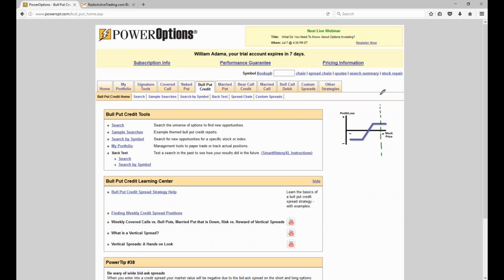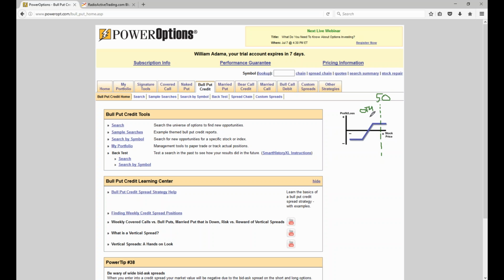But think about it this way. We have a stock trading at about $50 per share. How I personally might structure a bull put credit spread, whether it's 1 week out in time or 1 month out in time, is I'm going to sell an out of the money put.